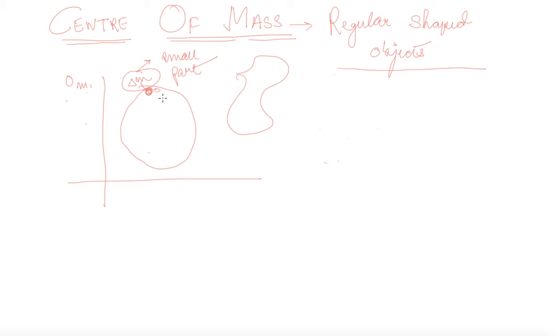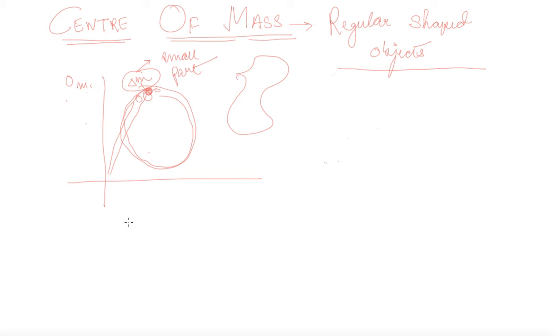Okay, so we can use the concepts that we have learned and apply them to a big rigid regular body. All we have to do is take small elements, that is small particles, from the rigid body, take the summation with respect to its distance, divide by the total mass, and we will have our center of mass.